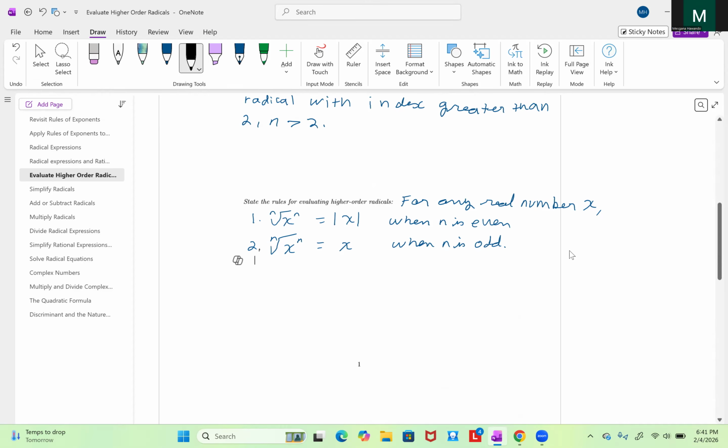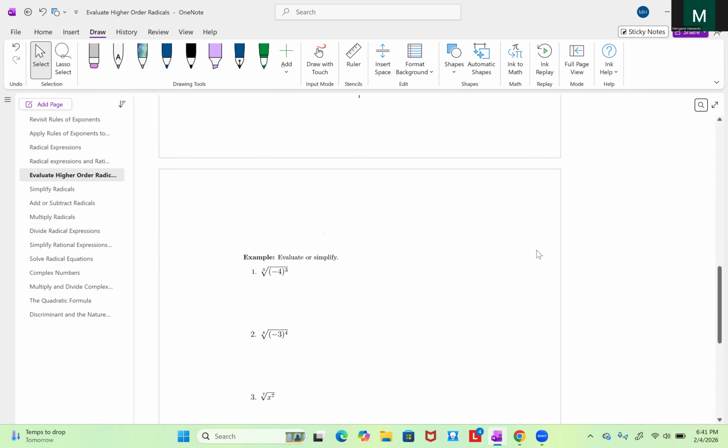So let's look at an example. Evaluate or simplify. So the base is any real number. It could be negative or positive. If n is odd, this is equal to -4. If n is even, this evaluates into the absolute value of -3, which is equal to 3.